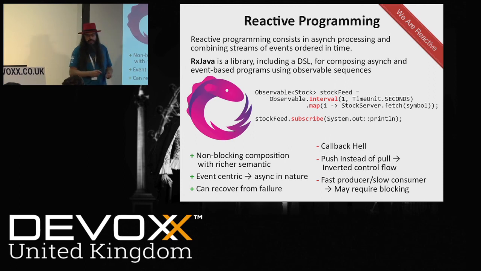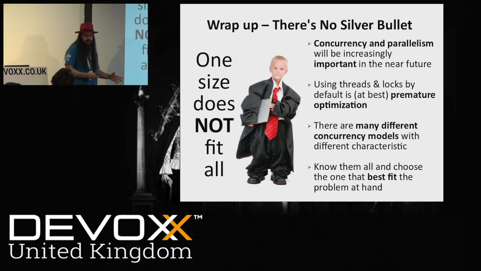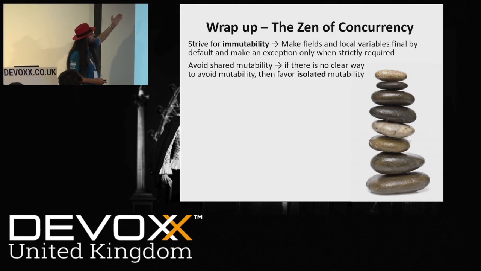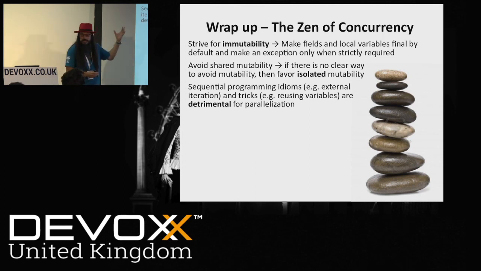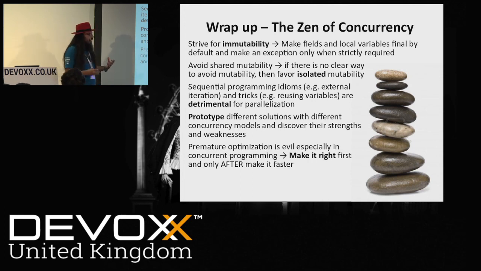And there could be a few problems, the usual problem when you have a fast producer and a slow consumer. Okay, so there is no one-size-fits-all solution. So you have to know all these models and find the best one. And my suggestion is to try to keep everything immutable. If you can't, use isolated mutability. Some tricks that are typical with sequential programming, like external iteration or using variables, are not very good when you do parallel programming. Try different solutions, and make it right first, and then make it fast, of course.